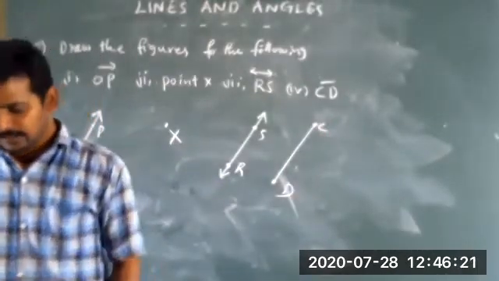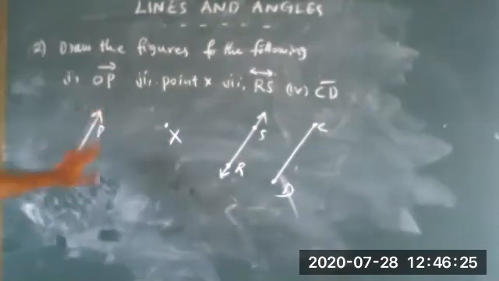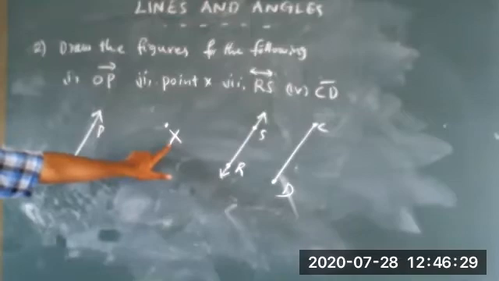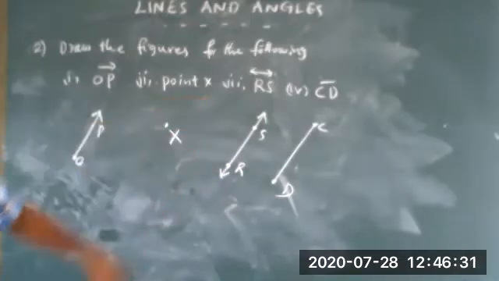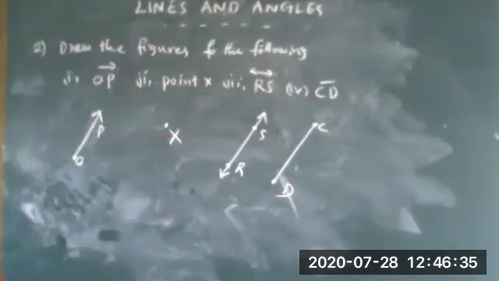Once again, children, draw the figures of the following. First one, OP ray given. The second one, point X. The third one, RS line given. The fourth one, CD line segment. Clear, children? Next, third problem.